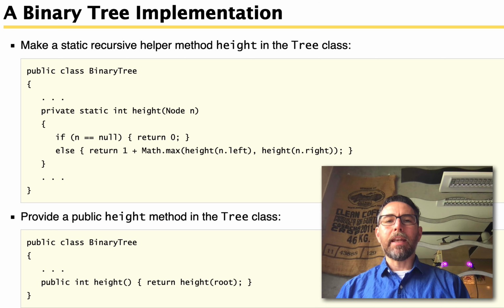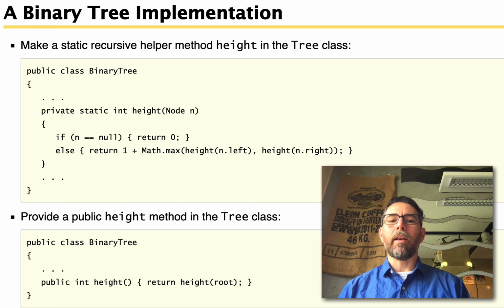It's going to take in a node as a parameter, and that's what makes it different from the public one. If that node is null, it will return 0. And if it's not null, it's going to return 1 plus the max of the height of the left and right tree. And so our top method is recursive, and it's following that structure of returning 1 plus the max of the left and the right as we go on.